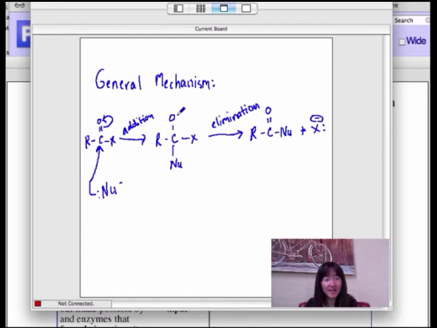Now, in the next step after addition, this electron pair is going to pop back down and eject the leaving group. We'll see the leaving group, X in this case, getting the heck out of Dodge in the phase of the reaction that we call elimination. So this is a general mechanism here.